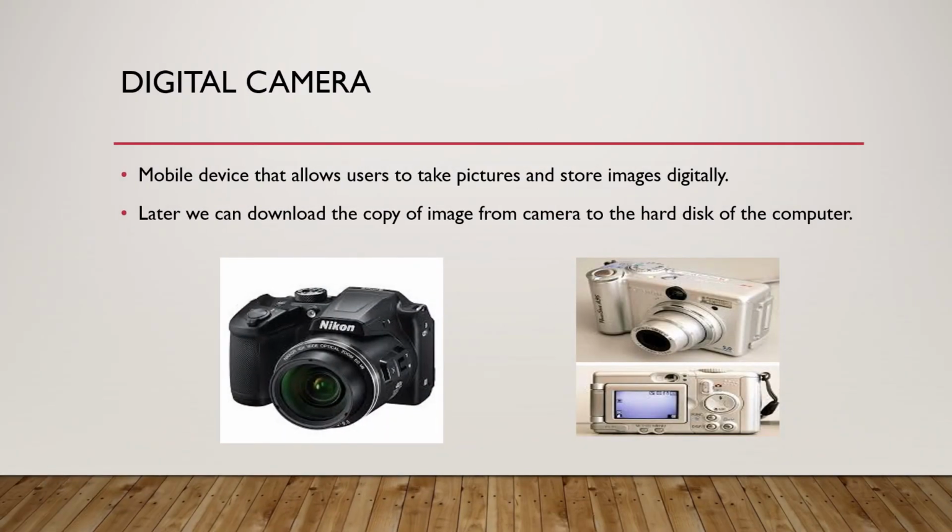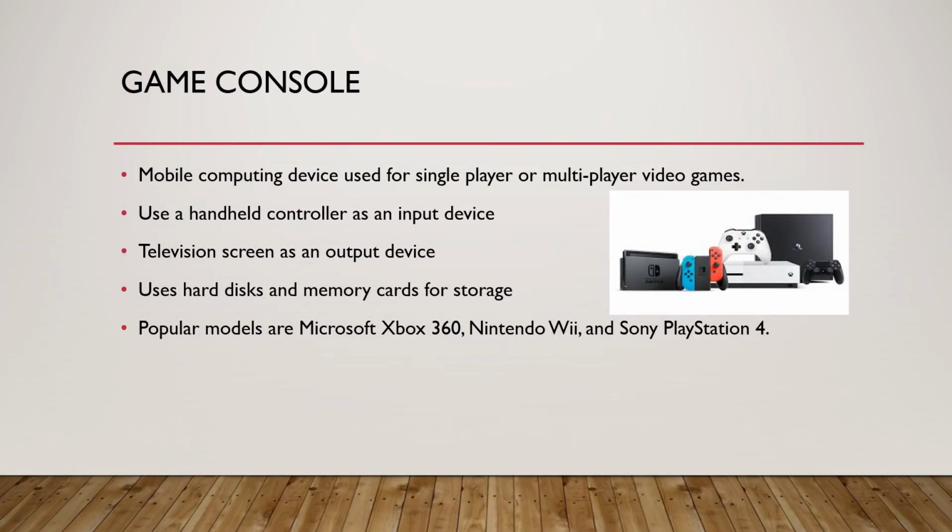Okay, and now next is the digital camera. This digital camera means what? It is a mobile device that allows users to take pictures and store images digitally. From here you can transfer data to your personal computer also, and you can store it in your hard disk. Hard disk means what? It is a permanent storage device which will be present inside your computer. So you can download all the images and store them. These days we are using the digital camera through our smartphones itself.